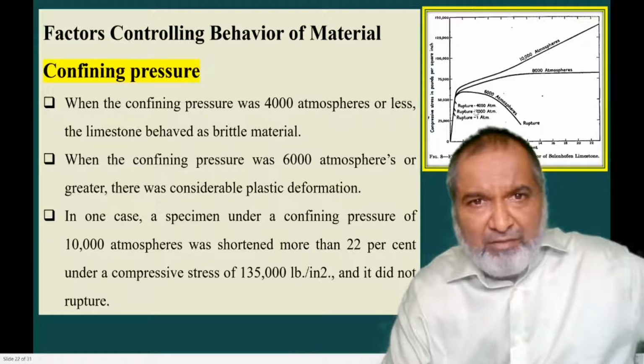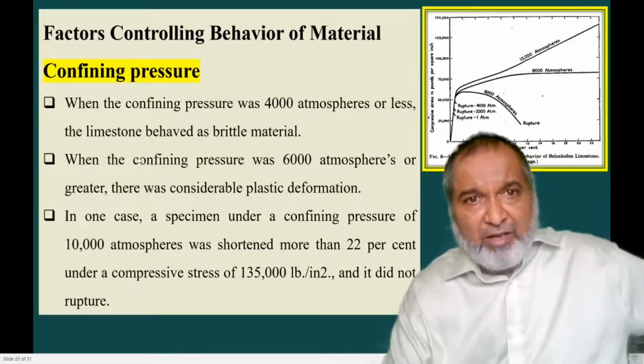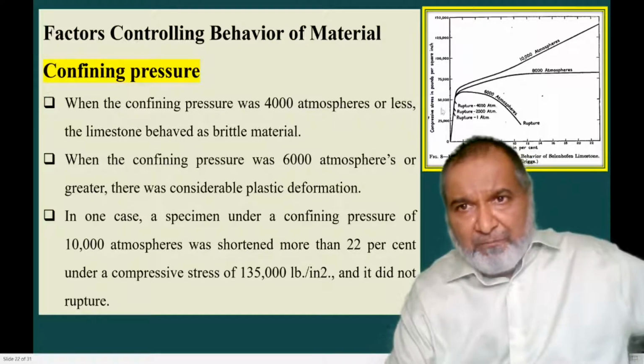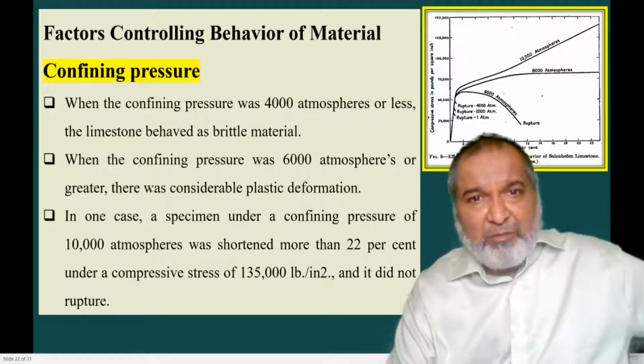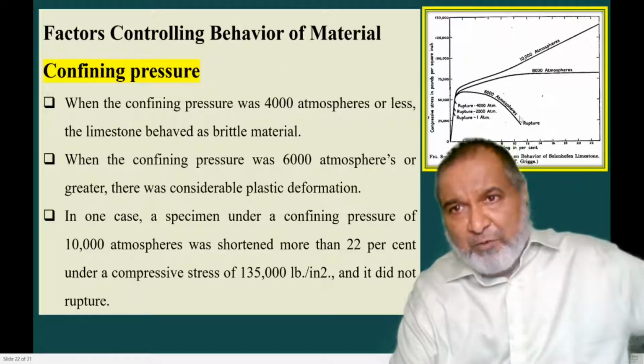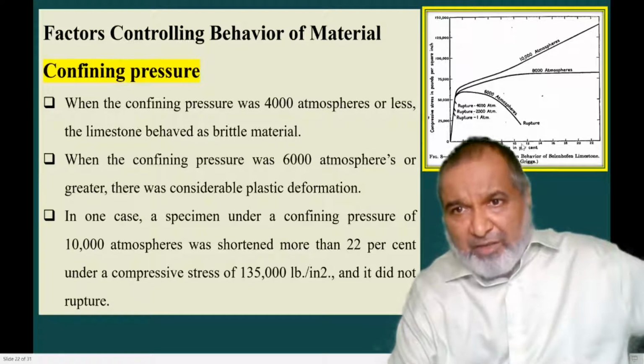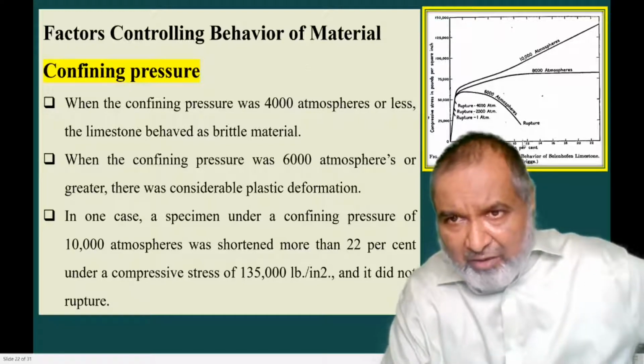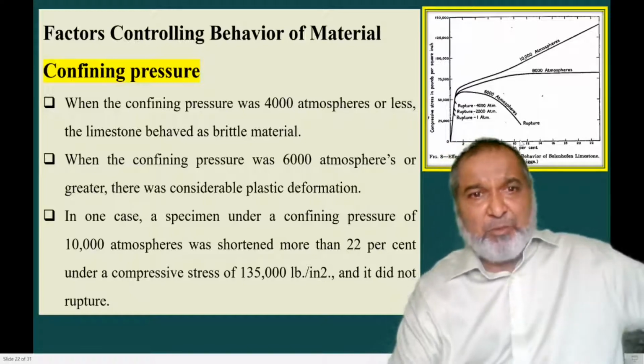less, the limestone behaves as a brittle one. When confining pressure is 6,000, so this is 6,000, what is happening? There will be a ductile plastic deformation. You can see plastic deformation, and you can see how much it has been shown. Somewhere around 11% deformation is there.